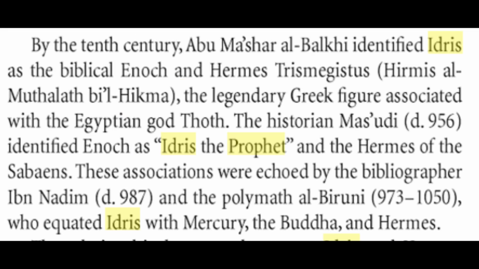Let's continue. Says here, by the 10th century, Abu Mashar al-Balkhi identified Idris as the biblical Enoch and Hermes Trismegistus. Okay, you hearing this? Hermes al-Muthallath bil-Hikmah, the legendary Greek figure associated with the Egyptian god Thoth. The historian Mas'udi identified Enoch as Idris the prophet and the Hermes of the Sabians. These associations were echoed by the bibliographer Ibn Nadim and the polymath Al-Biruni, 973 to 1050, who equated Idris with Mercury, the Buddha, and Hermes. You hear this? Again, Mercury, we already knew that. Now we're adding Buddha into the picture, and we're going to see this later on as well.